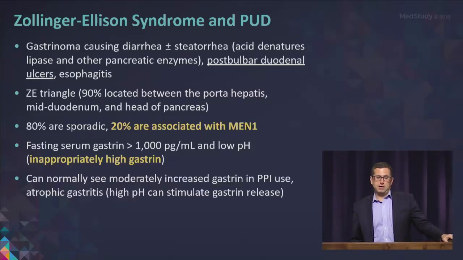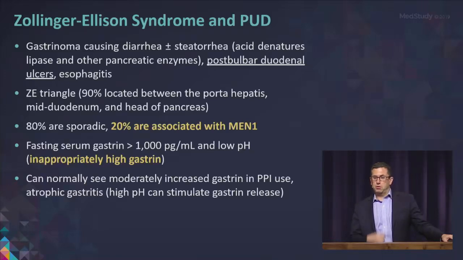So Zollinger-Ellison syndrome or gastrinoma, we've already had a few slides on this. This is a tumor that secretes gastrin and hence leads to high acid output in the stomach. This leads to diarrhea and steatorrhea. The reason it leads to steatorrhea is because the acid denatures lipase and other pancreatic enzymes. It also causes post-bulbar duodenal ulcers, which are fairly uncommon. So if you see ulcers in the second and third portion of the duodenum, that's a tip-off that you could be dealing with a gastrinoma.